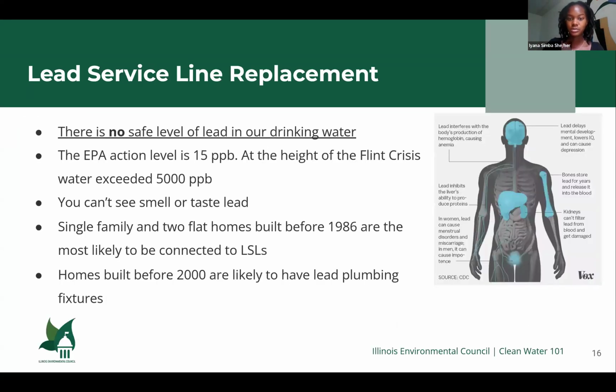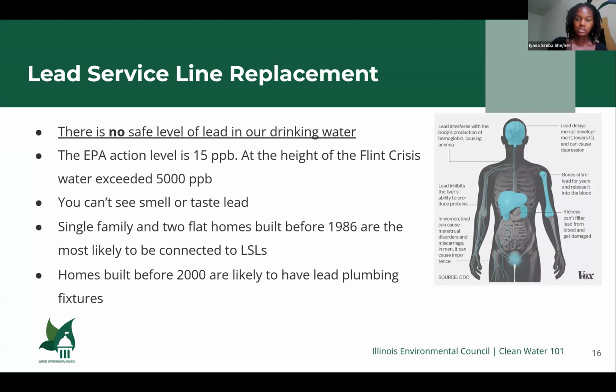Switching gears here to lead service line replacement. As folks already know, there's no safe level of lead in drinking water. While the EPA does have an action level, that's specifically about when a water supplier has to take action, but that is not referring to what is safe for everyday people. You can't see or smell or taste lead.